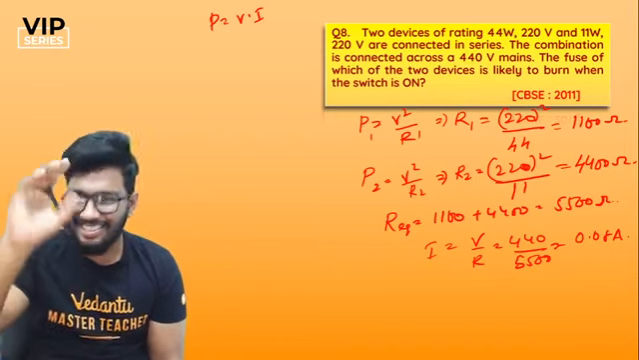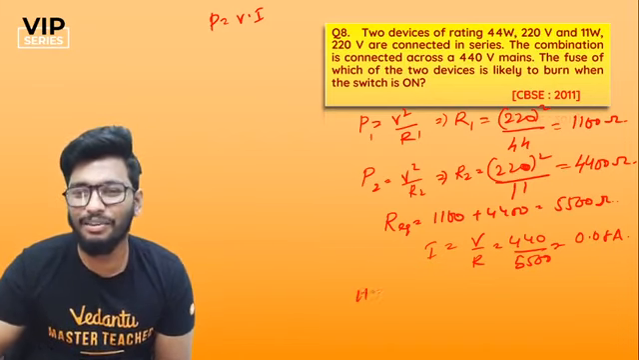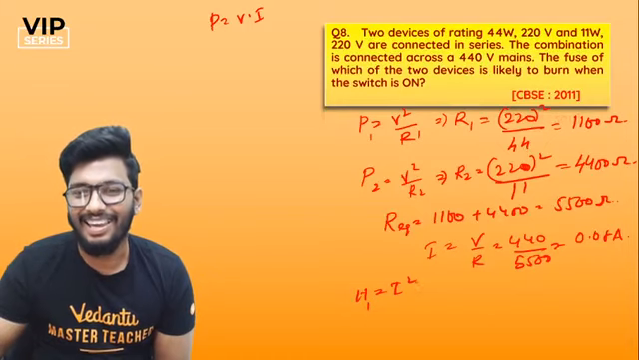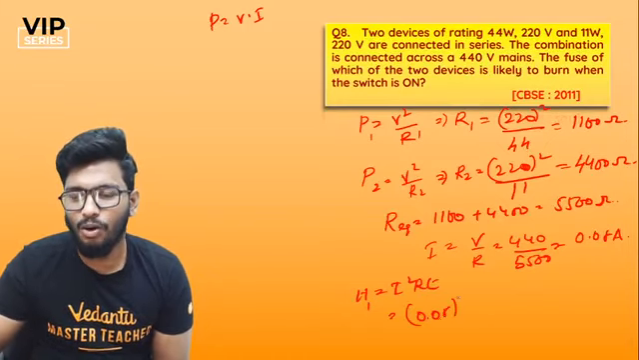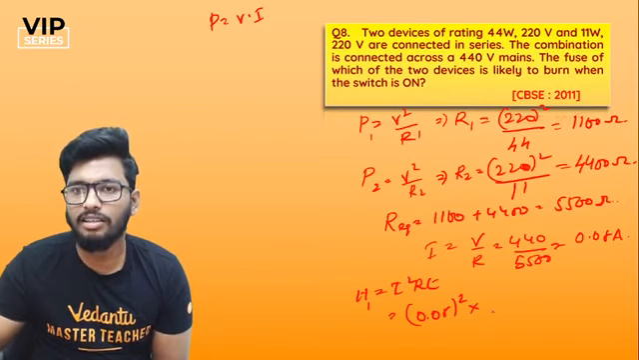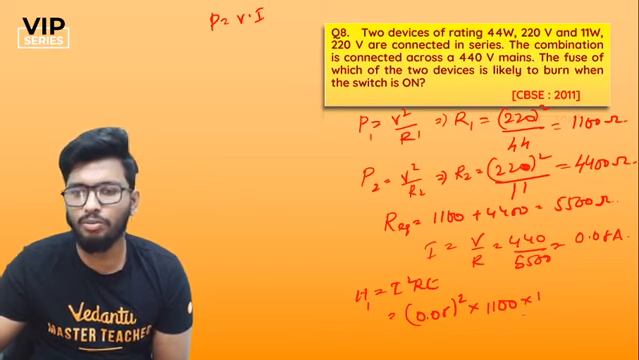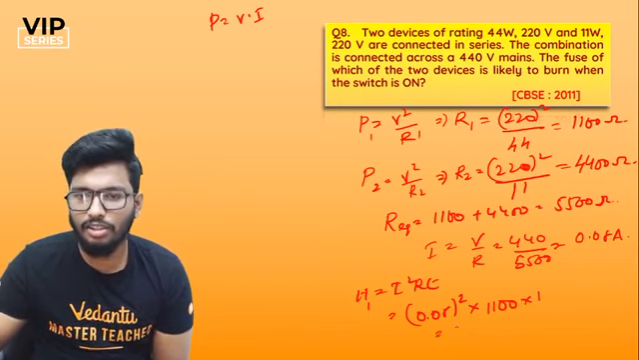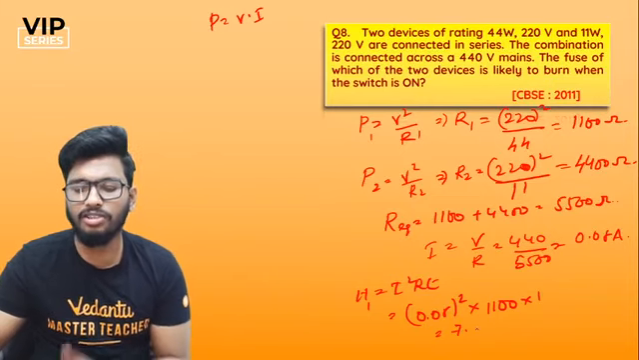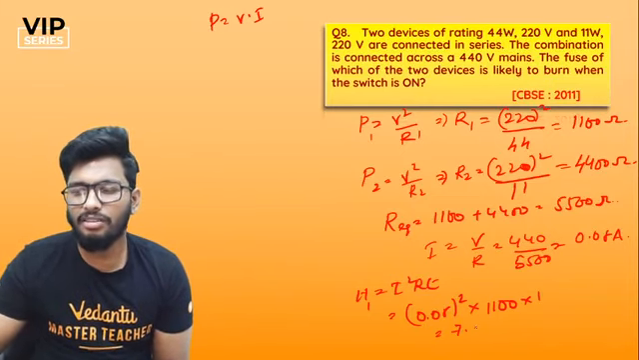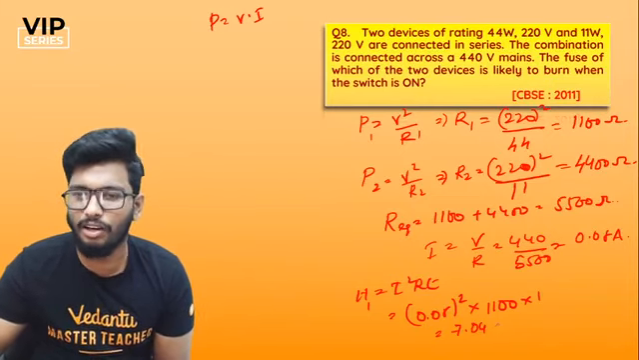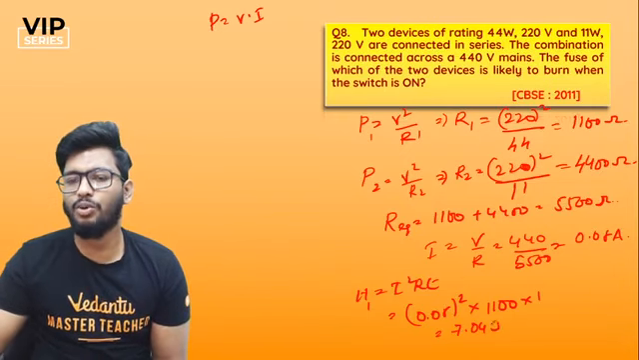Now that you have the current, put it in the equation H is equal to I square RT. So 0.08 the whole square into the resistance, which for the first one is 1100. Time taken, we'll take it as 1 second. If you simplify this, you'll get 7.04 joules.